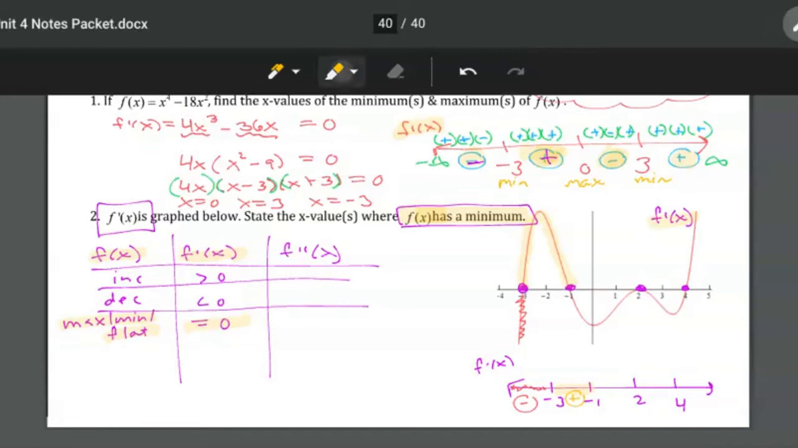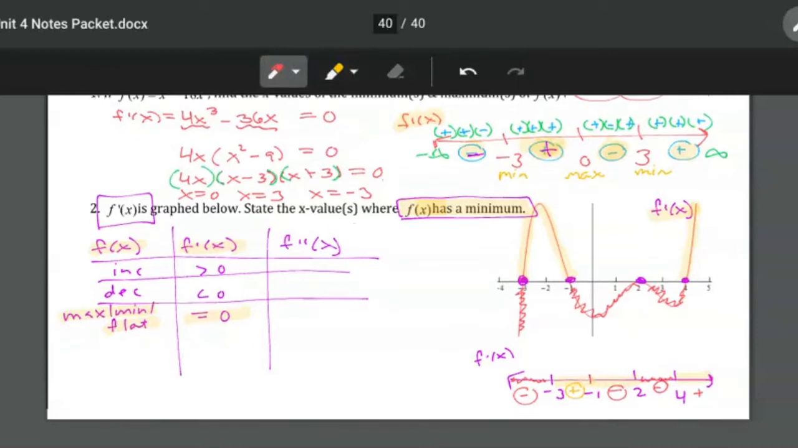In between -1 and 2, our graph is below the x-axis. So that's a negative interval. In between 2 and 4, our graph is below the x-axis. That's a negative interval. First derivative is negative. And then at 4, that graph goes above the x-axis, so it's positive.